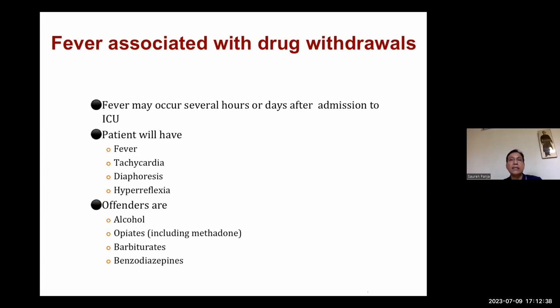And there are certain drugs whose withdrawal can also cause fever. This fever may occur several hours or days after admission to the ICU. Usually the patient will have fever, tachycardia, diaphoresis, and hyperreflexia. In this group of drugs, particularly if the patient is alcoholic, after withdrawal of the alcohol, the patient might have fever. Okay, so that is important. And opiate, barbiturate, benzodiazepine, these three drugs after withdrawal may cause fever. That is a very important message, because sometimes you may forget that the patient used to have benzodiazepines at home, but once after hospitalization you have not prescribed, that patient might develop fever because of the drug withdrawal.